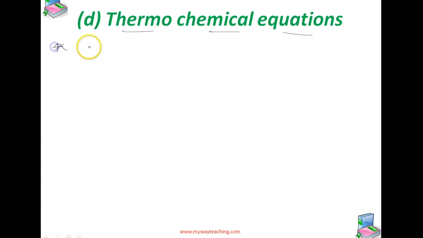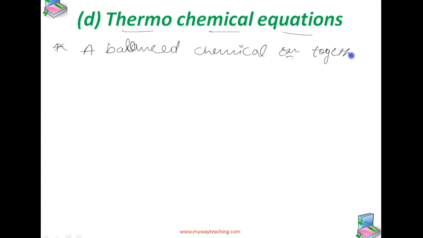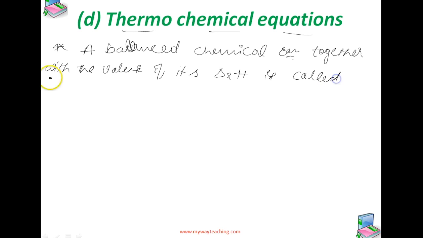So what do you mean by thermochemical equation? A balanced chemical equation together with the value of its delta RH is called a thermochemical equation. We specify the physical state of the substance in an equation.